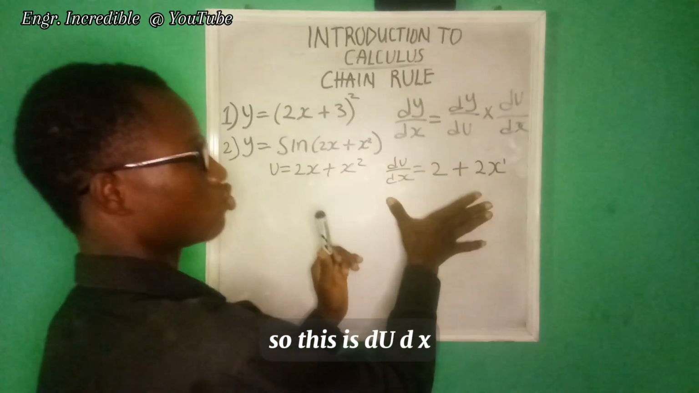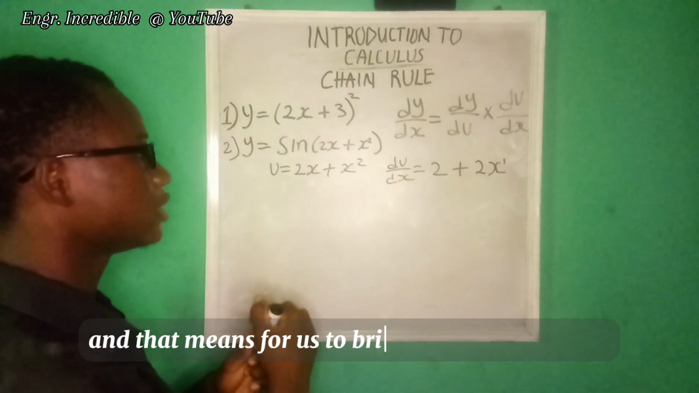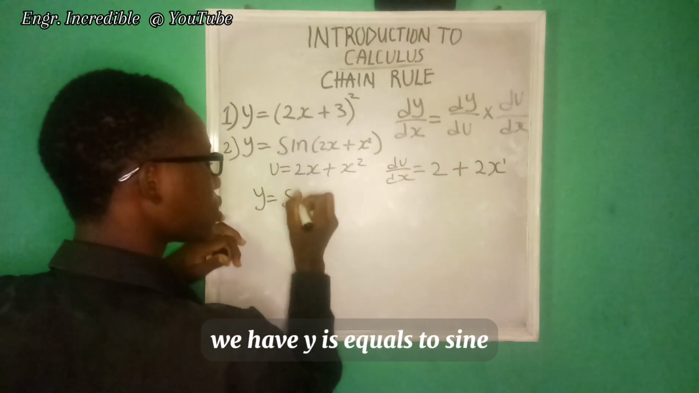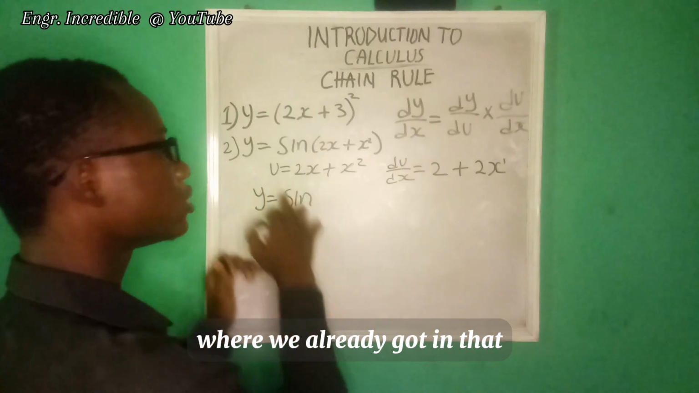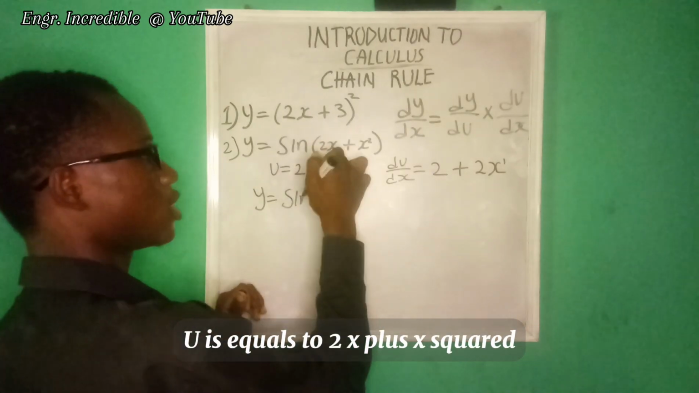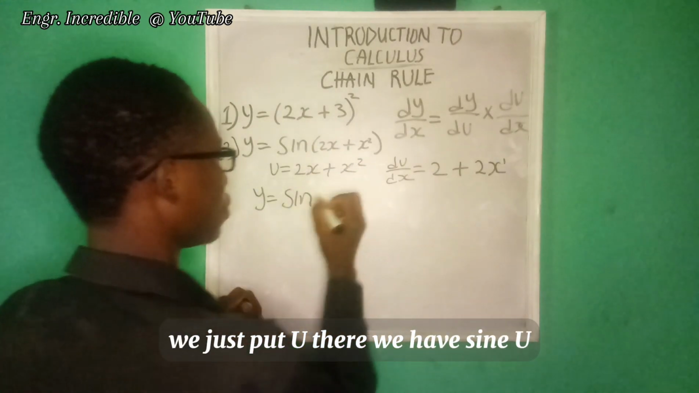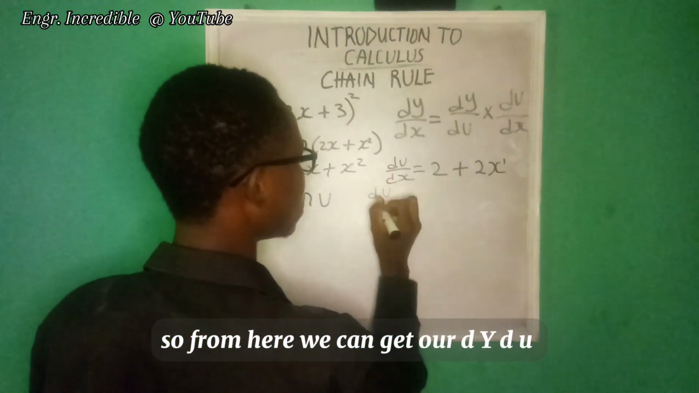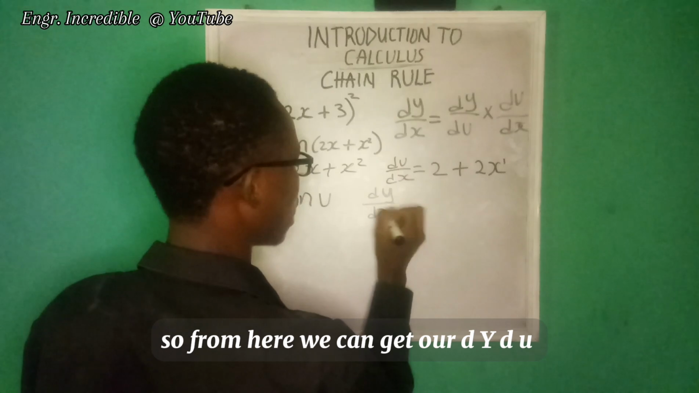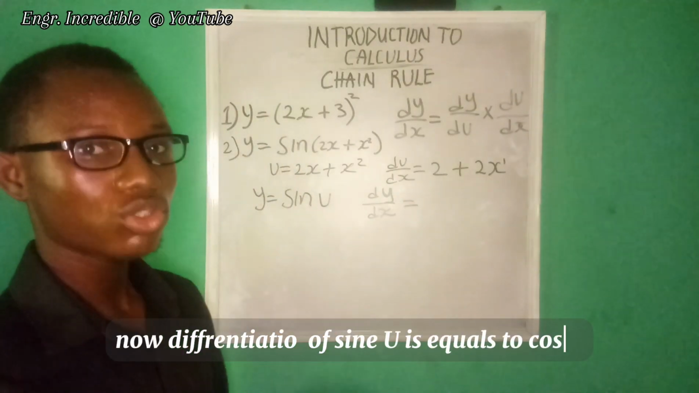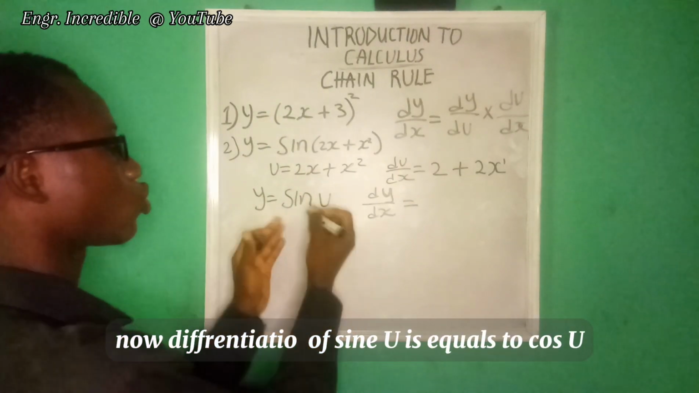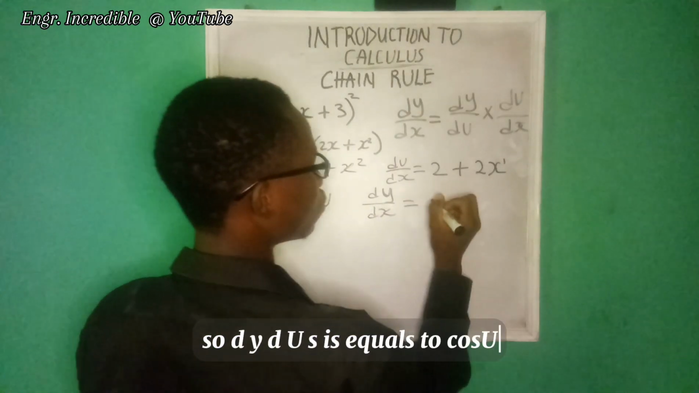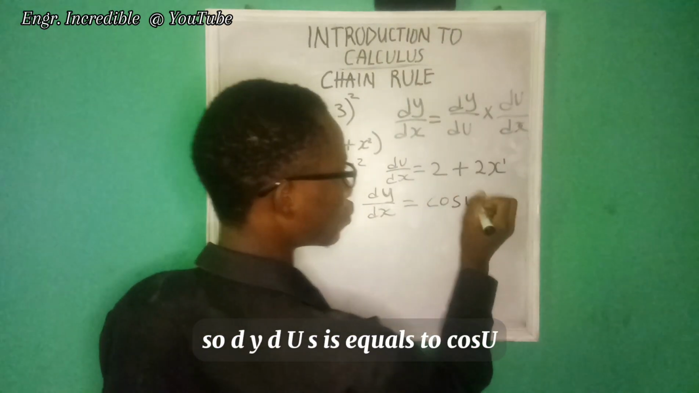So this is du/dx, and that means for us to bring back this equation, we have y is equals to sine, where we have already gotten that u is equals to 2x plus x squared. We just put u there, we have sine u. So from here we can get our dy/du as, now differentiation of sine u is equals to cos u according to the trigonometric law. So dy/du is equals to cos u.